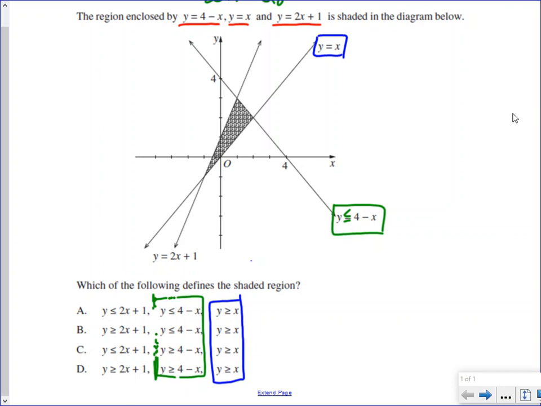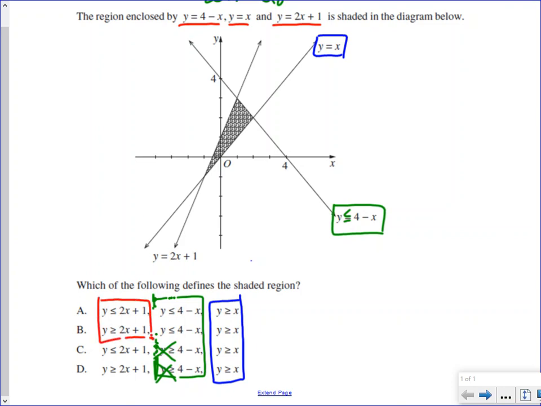So straight away, we can now cross off these 2 answers because those ones have y being greater than 4 minus x, which implies that it will be above the line. So lastly, all we really need to do is think about, well, which one of these 2 is correct?